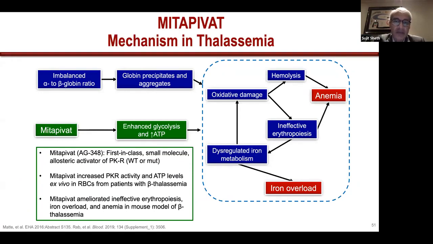Okay, mitapivat is another pharmacologic agent that has been shown in early phase trials to be effective in thalassemia individuals. And what it tends to do is increase your pyruvate kinase level in your developing precursors, and therefore increase ATP levels in red cells as well as in the red cell precursors. And so this is able to ameliorate ineffective erythropoiesis and therefore iron overload, as well as anemia in the mouse model of beta thalassemia. And so this schematic just shows how it does that by enhancing ATP and reducing ineffective erythropoiesis.